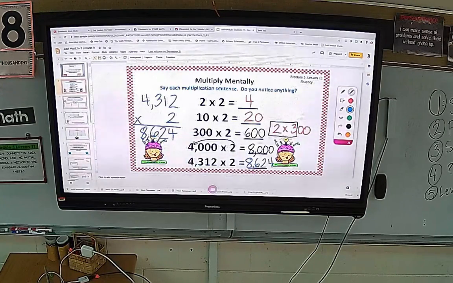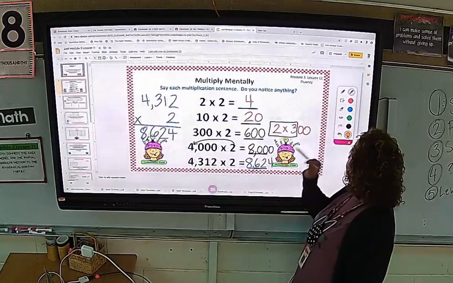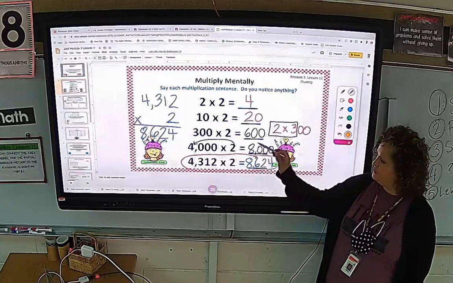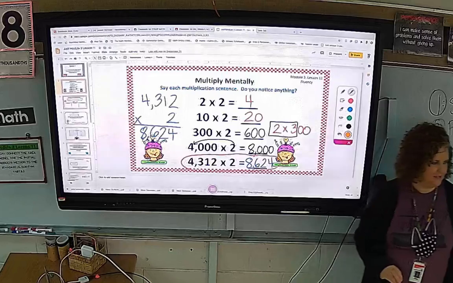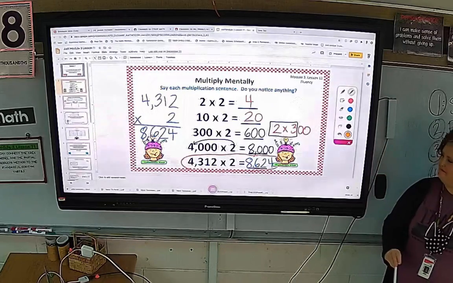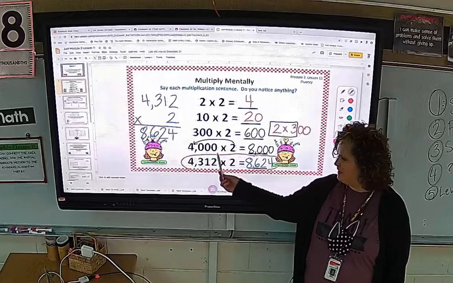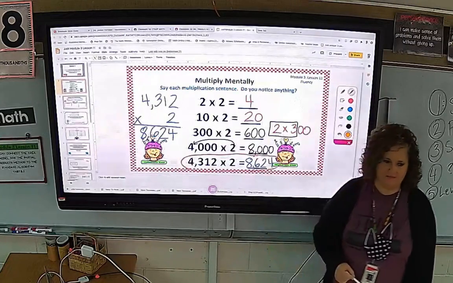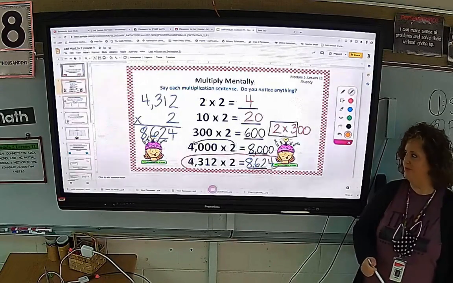Anybody else catch that? That this problem right here, these are the partial products for that. Anybody else catch that? This is the number put all together, but here's the thousands place, here's the hundreds place, here's the tens place, and the ones place.